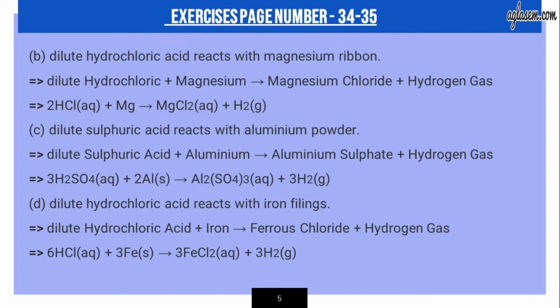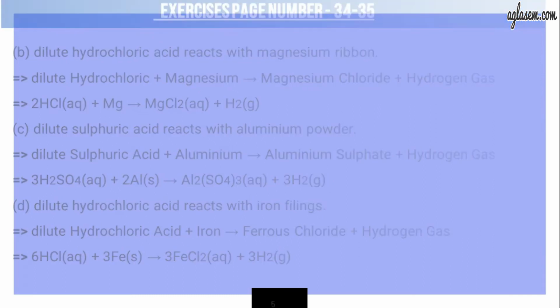D is dilute hydrochloric acid reacts with iron filings: dilute hydrochloric acid plus iron forms ferrous chloride plus hydrogen gas, that is 6HCl(aq) plus 3Fe(s) forms 3FeCl2(aq) plus 3H2(g). So this is all for question number 5.